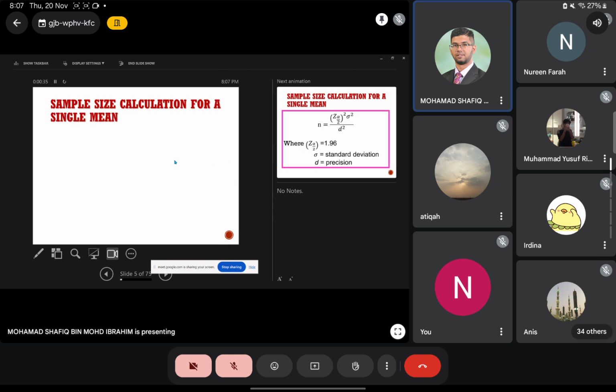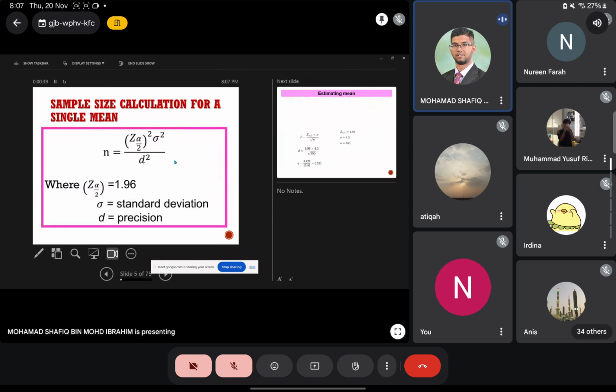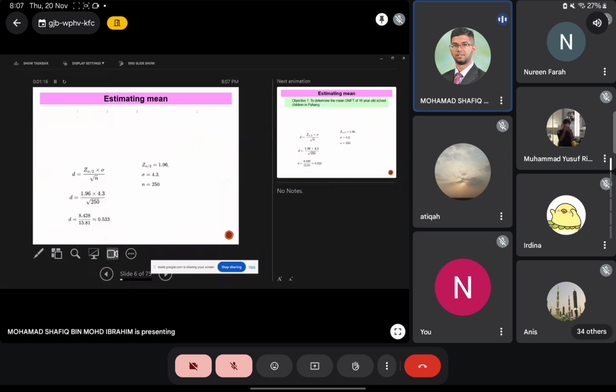Okay. So these are some of the examples for the sample size calculation for single mean. So this is the formula: Z alpha over 2 squared, standard deviation squared, divided by the precision squared. All right. So basically by default, whenever you use 0.05 with the 95% confidence interval, we use the 1.96, with the standard deviation that you need to find from the previous study as well. You need to come out with your precision. So later we go for how to calculate precision based on the previous study.